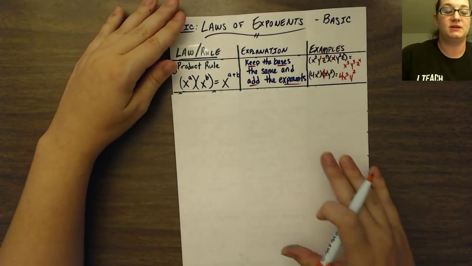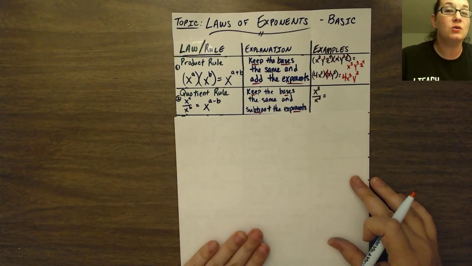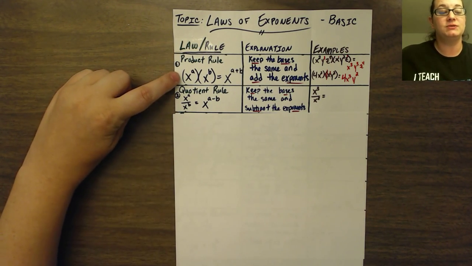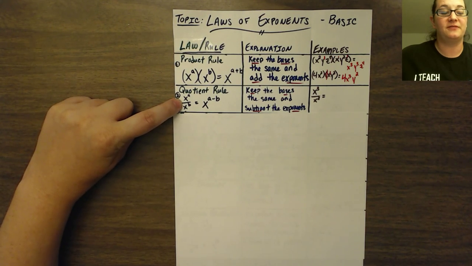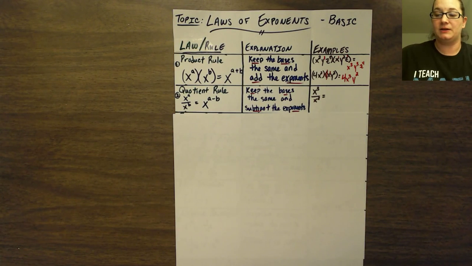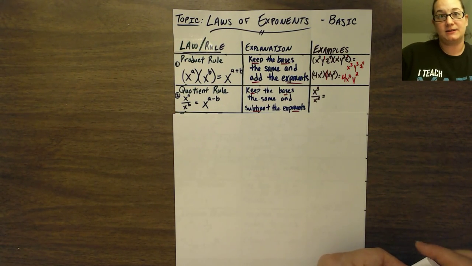So if we move to the next one is the quotient rule. And the quotient rule is very, very similar to the product rule, except instead of multiplying like bases, you are dividing like bases. So you're going to do very, very similar things, but instead of adding, you're going to subtract.